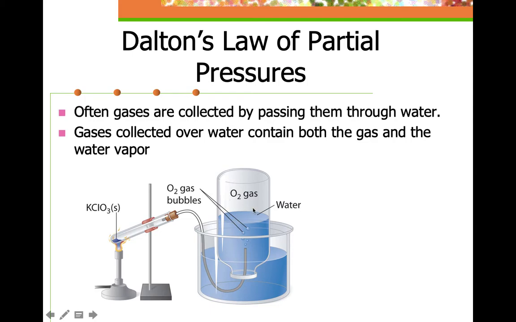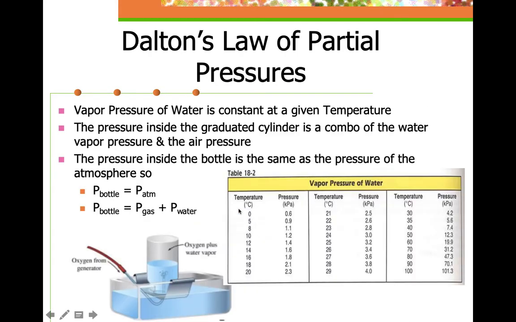And when we collect gases over water, we have the gas in there, but we also have water vapor in that closed system too. So we're going to take that into account when we solve for either the total pressure or really probably just the pressure of an individual gas in there that's unknown. And we can do that because we know that the vapor pressure of water is constant at any given temperature. So we have big charts that will tell us what the water vapor pressure is at given temperatures.